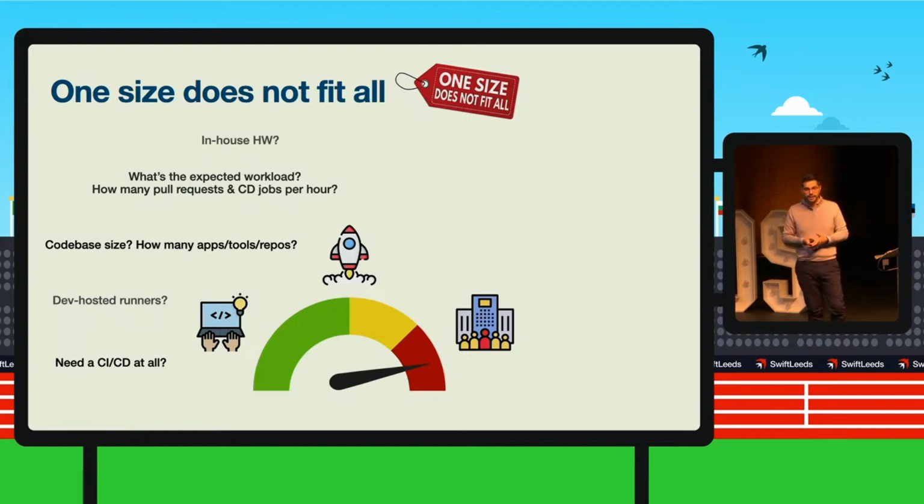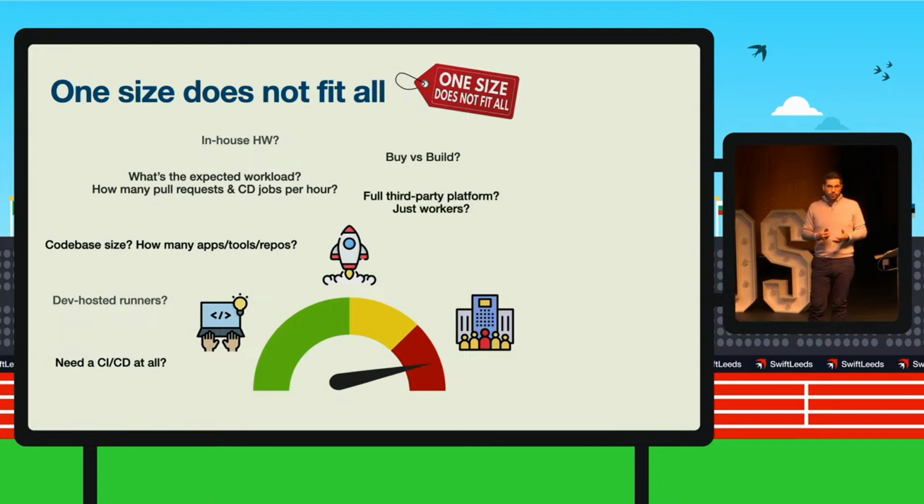Or if you have already some in-house hardware, maybe you just joined the platform team or whatever team takes care of this, and the previous team lead just bought a bunch of Mac Minis. That's not the moment to move to the cloud. You're just going to use that, right? Or, the usual question, buy versus build. Do you want to go for a full third-party platform, or do you just want a platform that gives you the workers and you have the server in-house?